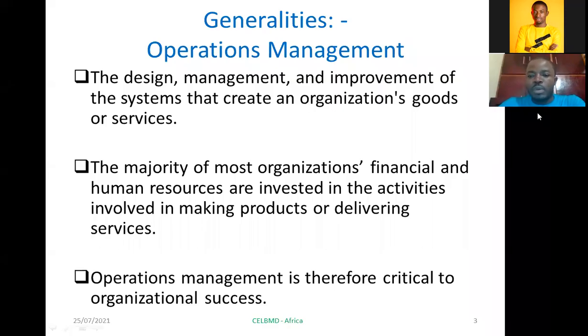So generally, operations management is summarily referred to as the design, the management and improvement of the combined elements that support the production of goods and services that an organization seeks to sell, generally.